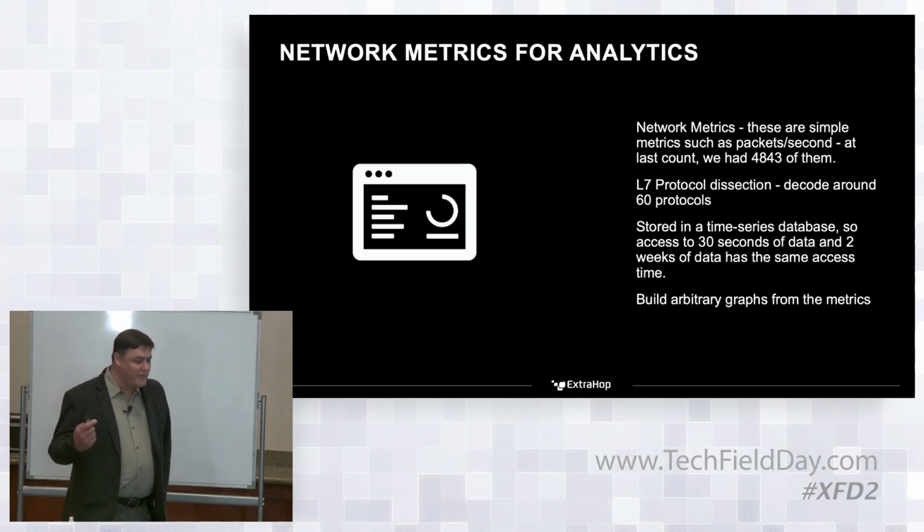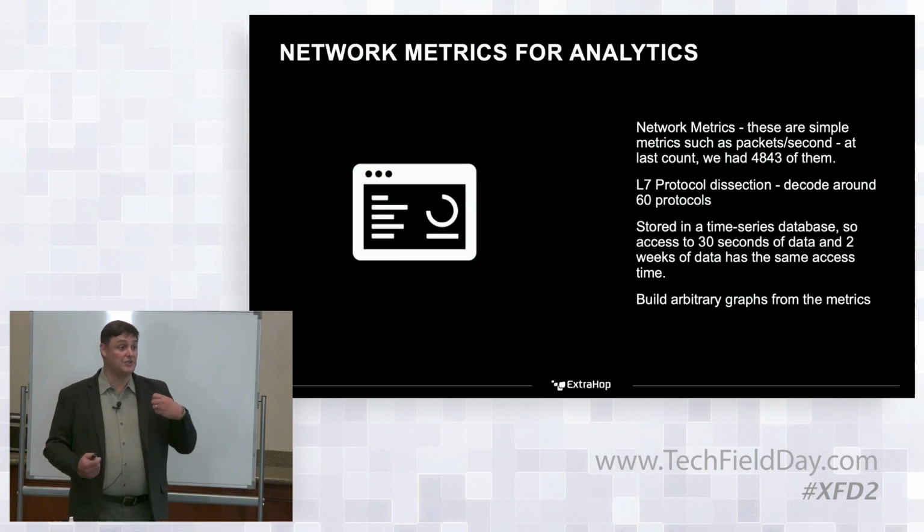And then L7 protocol dissection. We decode around 60 protocols. Again, HTTP, DHCP. Some of the most popular ones are database protocols. So we can look at a database transaction and you can say, oh, here's your select star from table, whatever that was. We'll go ahead and record all that. So we have all that metadata about what's happening, all the way from packets per second and latency. When we started off, a lot of it was performance and latency. I cared about latency. Latency is not such a huge thing anymore.